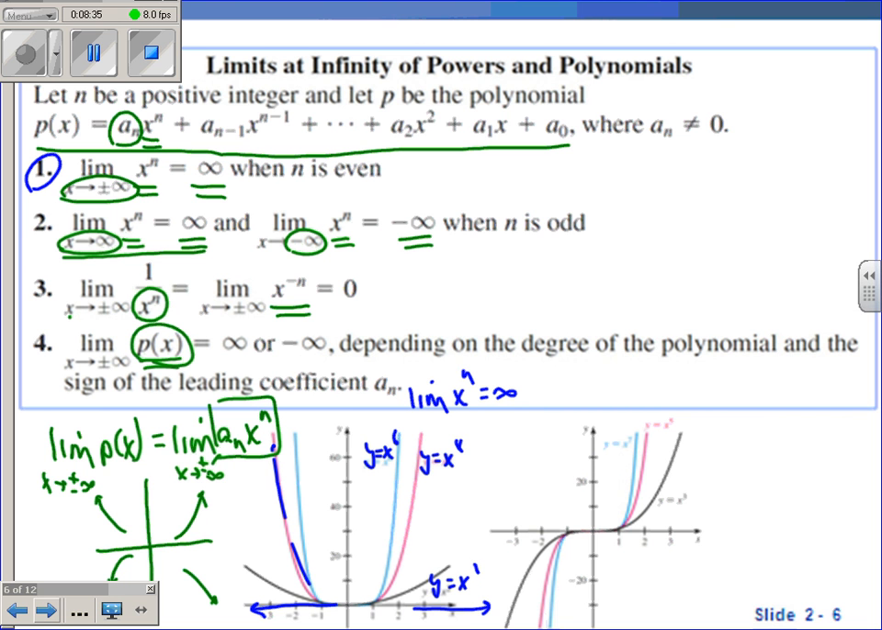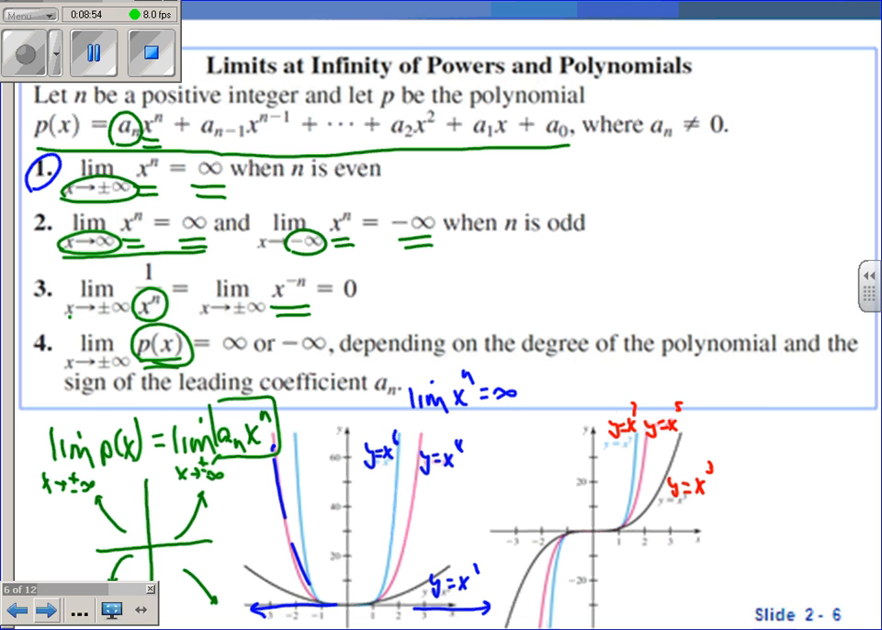This other one shows different odd powers. So we have y equal x cubed, y equal x to the fifth, y equal x to the seventh, and so on. They're all going to resemble each other. You've got the part to the right of the origin, it's going to always be positive, and the part to the left is always going to be negative.